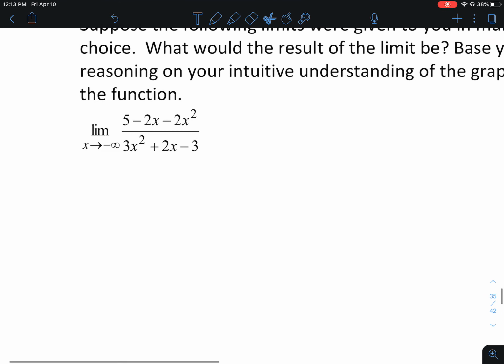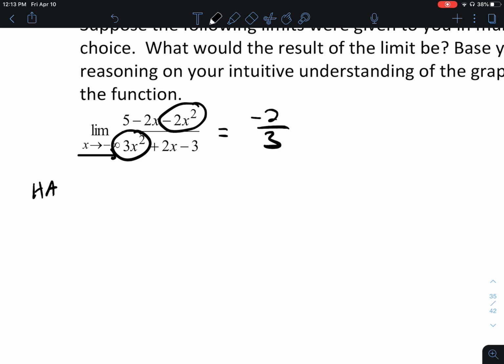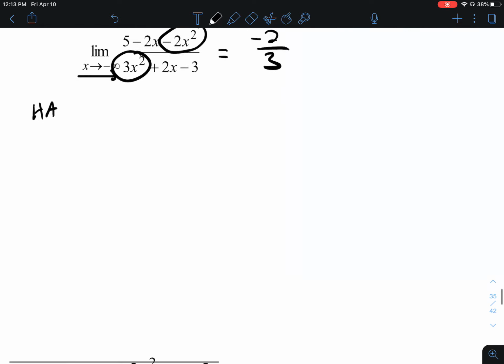So if this was multiple choice, I would simply look and I would say, if this is saying x is approaching negative infinity, it's asking for horizontal asymptotes, end behavior. The top and the bottom are growing at the same rate because they're both x squared. Therefore, the horizontal asymptote is the lead coefficient on the top divided by the lead coefficient on the bottom. This graph has a horizontal asymptote at y equals negative 2/3. That's all you've got to do.